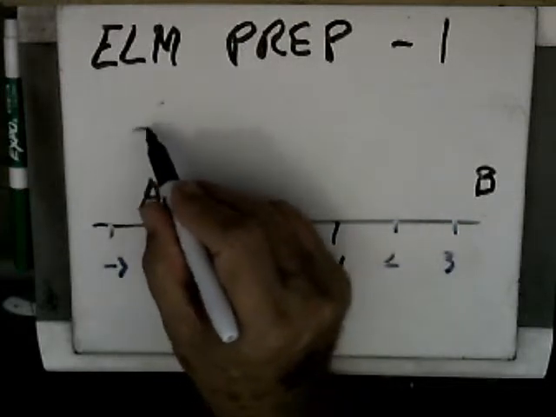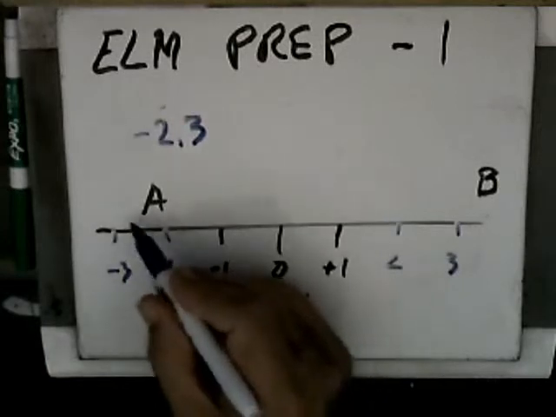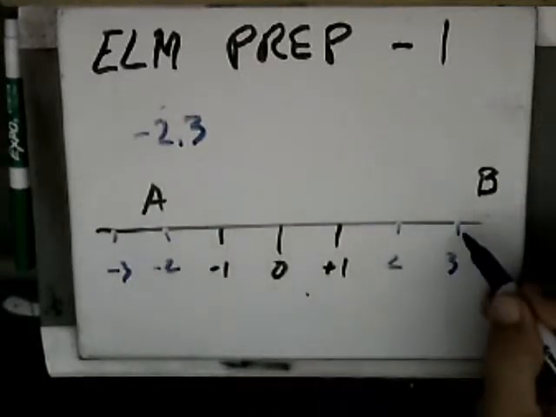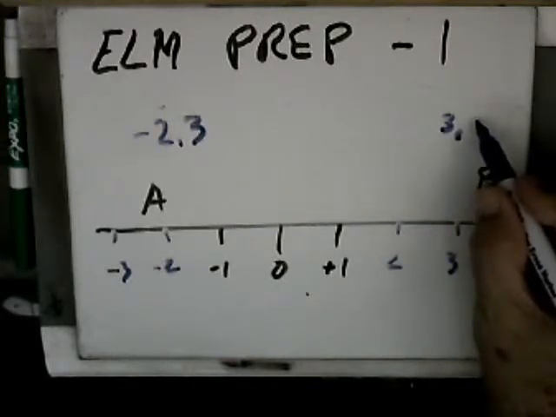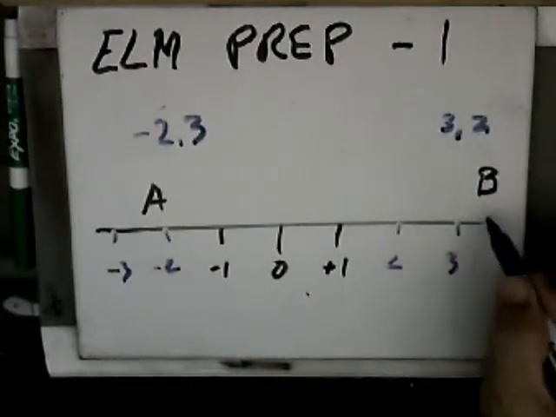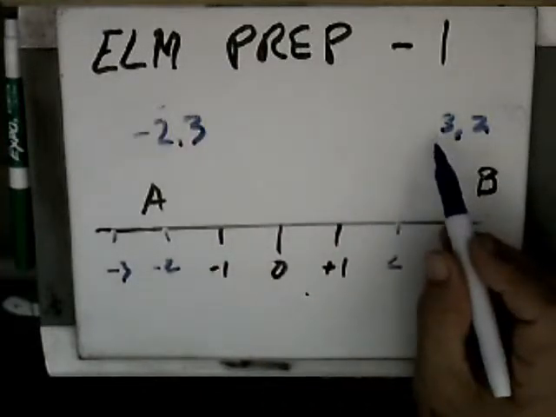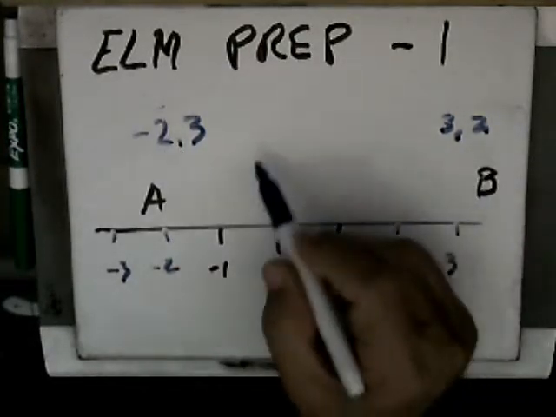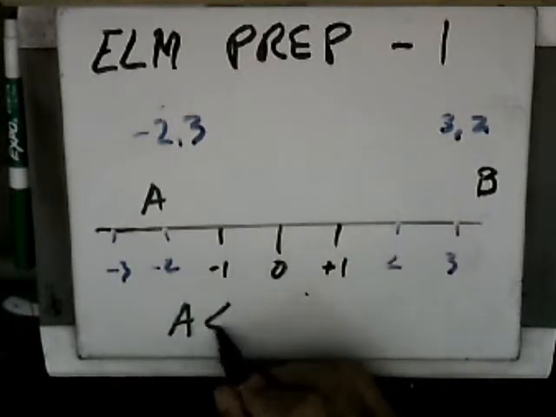So I might say -2.3. It's a little more negative than 2. This is a little more positive than 3, so I might say 3 plus 3.2, or 3 plus a little bit. So then, I know A and B, the relationship, A is less than B. That's a given because the A is negative. So A is less than B.